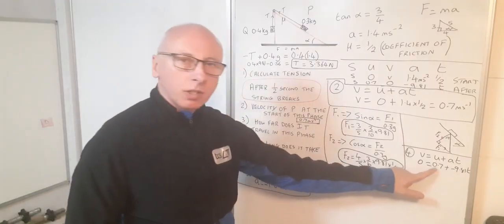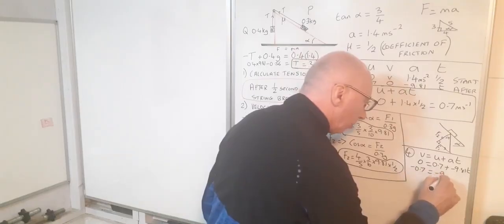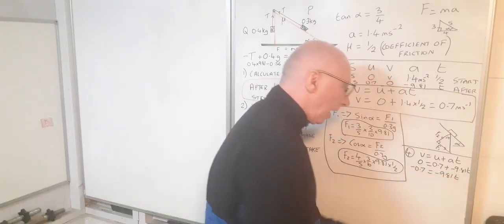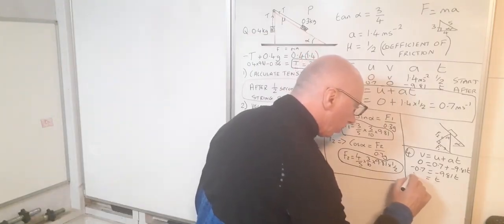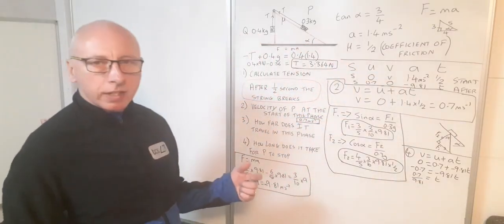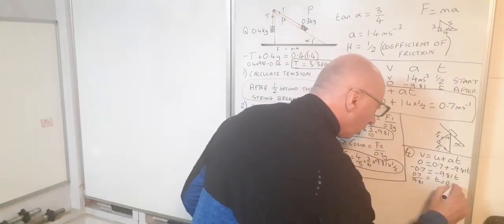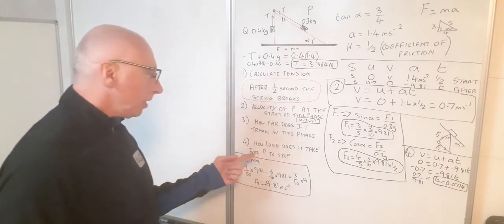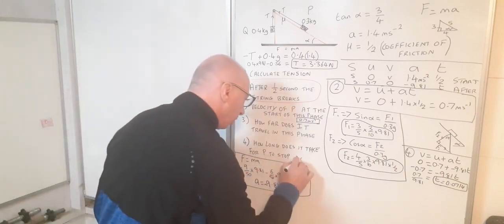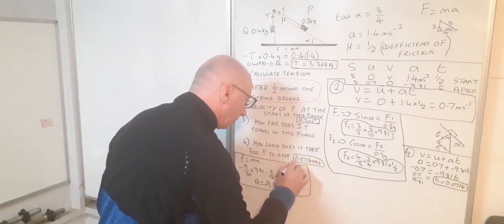So now let's bring the 0.7 over this side. Equals minus 9.81 T. And then divide both sides by 9.81. So then we get T equals 0.7 divided by 9.81. In which case we'll get T to be approximately 0.0714. So that's going to be how long it takes to stop. So let's write that in there. 0.0714 seconds. So it's going to stop pretty quick.